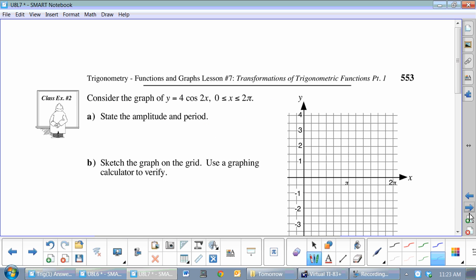Okay, now we're actually going to draw 4 cos 2x. Okay, now let's draw first of all cos x, because we're going to go off that. So cos x starts at 1. Okay, then it goes down to -1, then it comes up through pi, and then up here, and down at 2 pi.